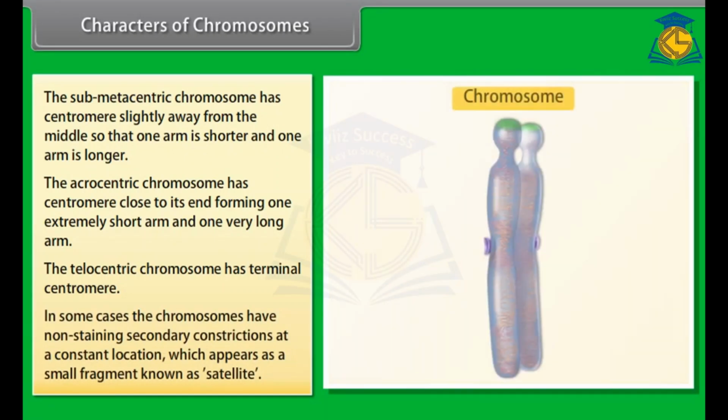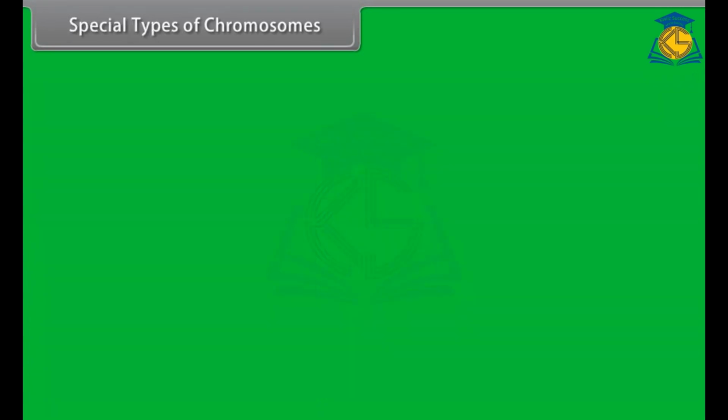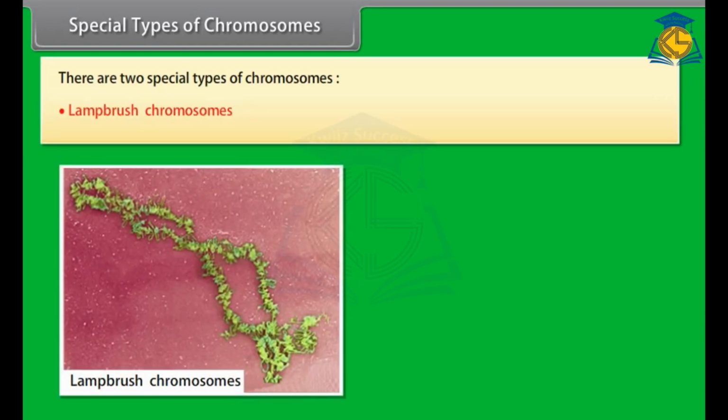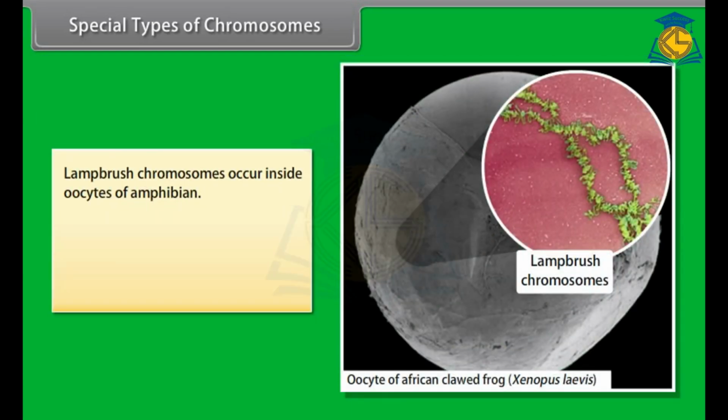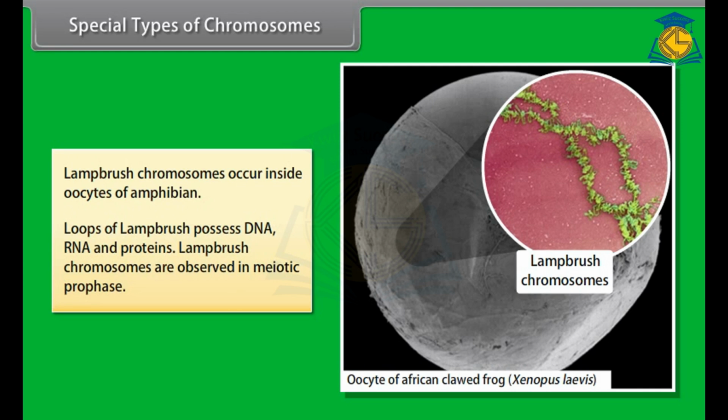In some cases, the chromosomes have non-staining secondary constrictions at a constant location, which appear as a small fragment known as satellite. Special types of chromosomes. There are 2 special types of chromosomes: lamp brush chromosomes and polytene chromosomes. Lamp brush chromosomes occur inside oocytes of amphibians. Loops of lamp brush chromosomes possess DNA, RNA, and proteins. Lamp brush chromosomes are observed in meiotic prophase.